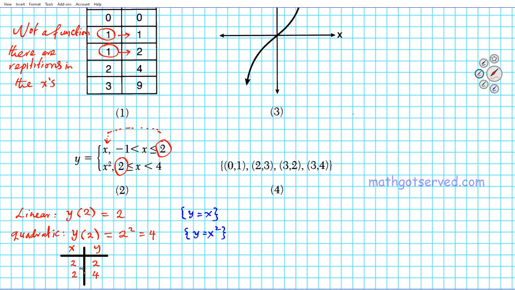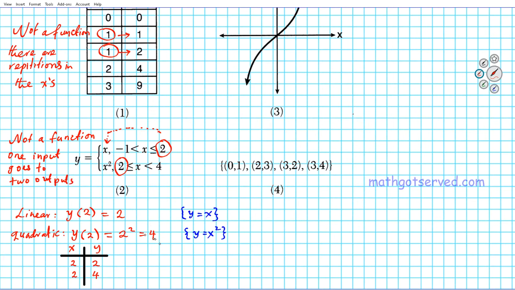But in this particular case, you have the same input going to 2 different outputs. Is this a function or not? The answer is no. This is not a function, okay? Not a function. Why? Let's write it down. Not a function. The reason is because one input, namely 2, the handoff point, one input goes to 2 outputs.